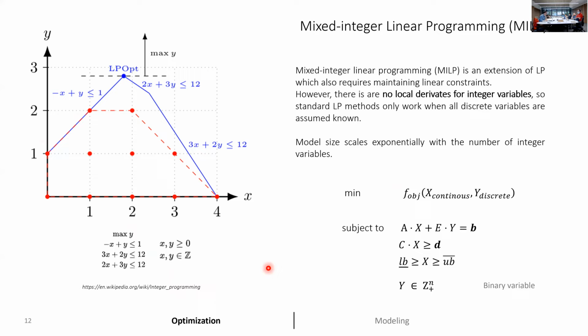And so if you solve this problem, this will be the linear programming optimal solution. However, the state space in a discrete domain is represented here with the red points. One of the techniques would be to round up this optimal solution, but that would give a point that is outside of the state space. And so that's infeasible for this problem.